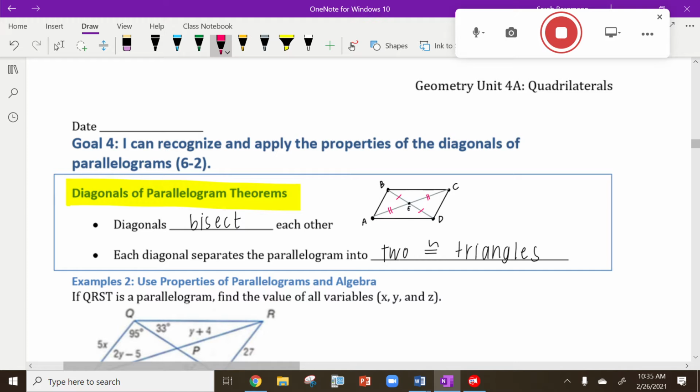We also know that each diagonal separates the parallelogram into two congruent triangles. So, for example, triangle ABC must be congruent to triangle CDA. This triangle is congruent to this triangle. We could also look at that the other way around, and we could prove that if we needed to.